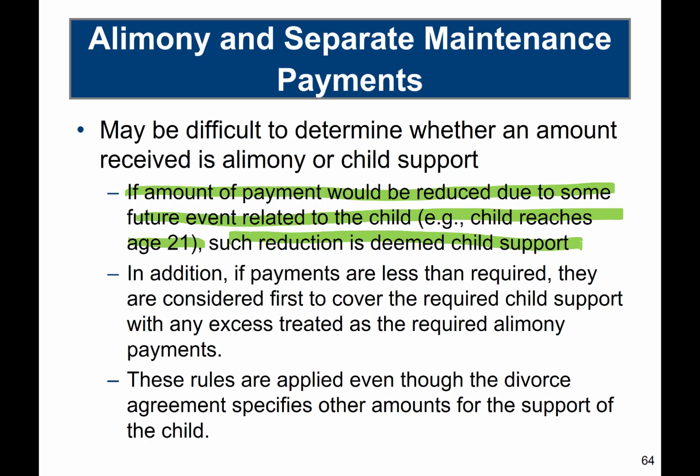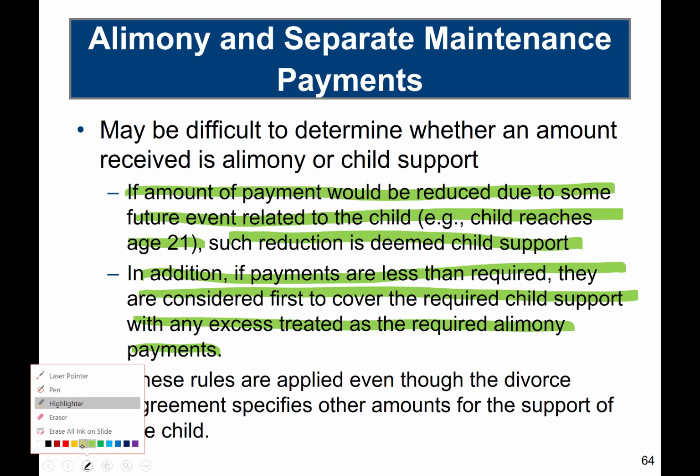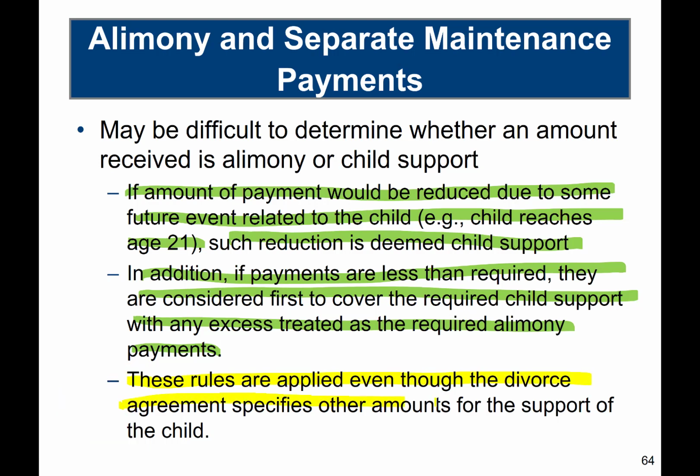Okay, good. In addition, if payments are less than required, they are first considered to go towards the child support as opposed to alimony, and that's because the law reads that way most of the time, that any amounts that are short of the monthly payments first go to what? The benefit of the child, right? And even if the divorce decree specifies certain amounts that differ from these rules as child support, we will still follow these rules. So if the divorce decree says something else, we still follow these rules.